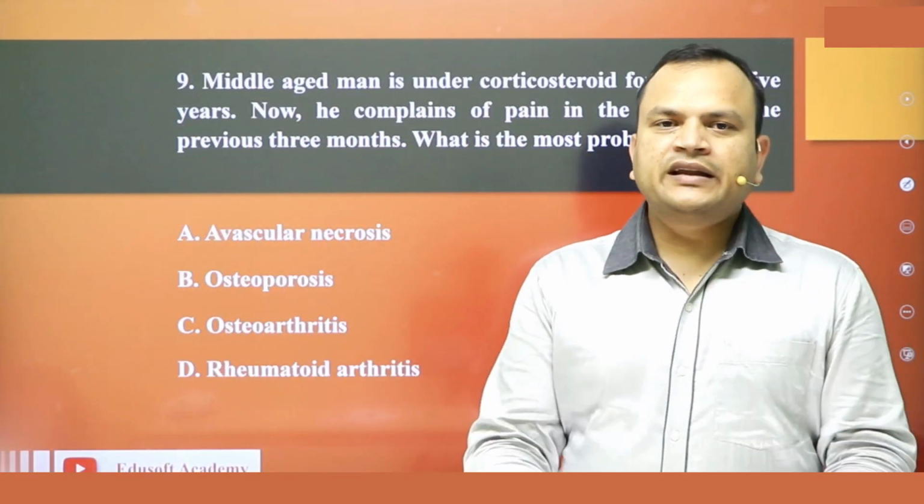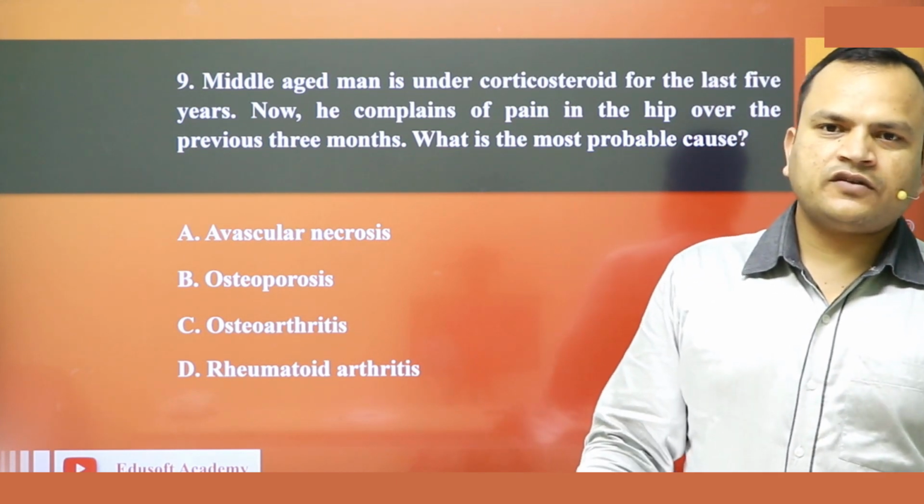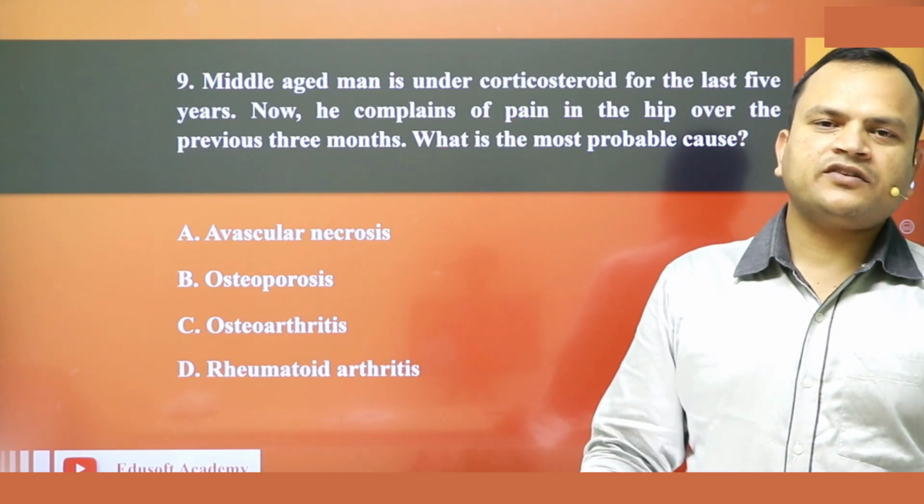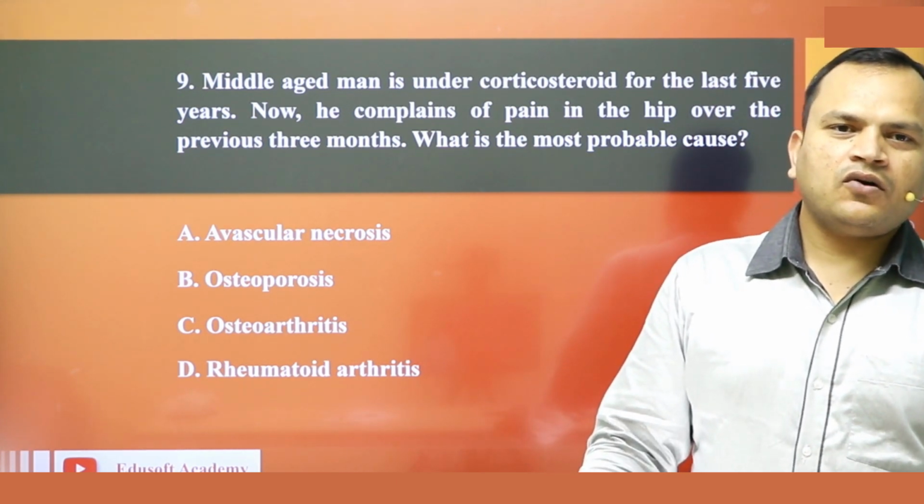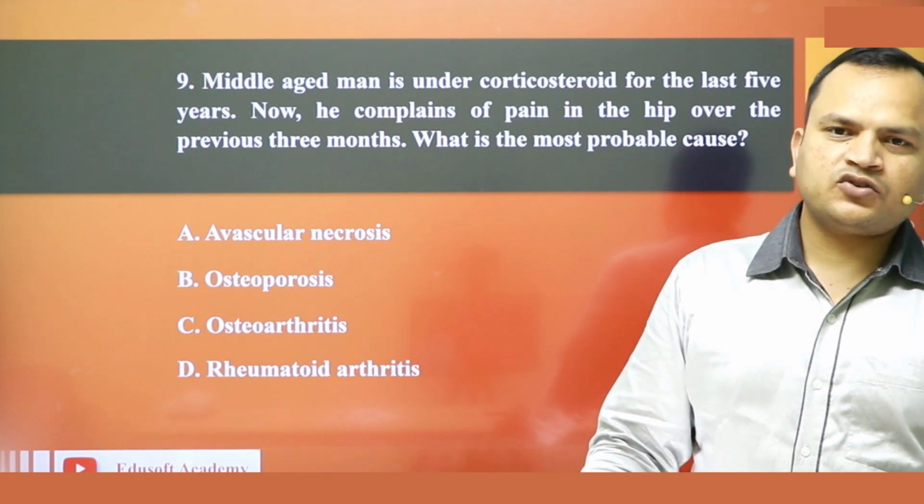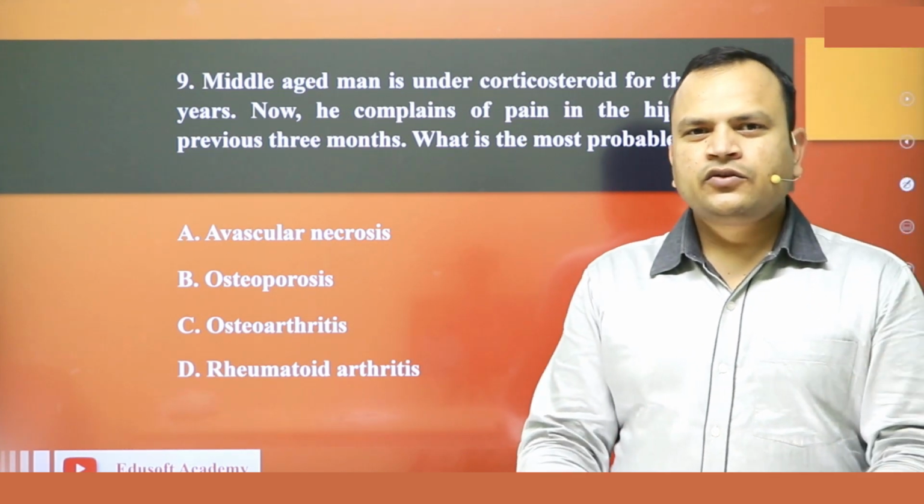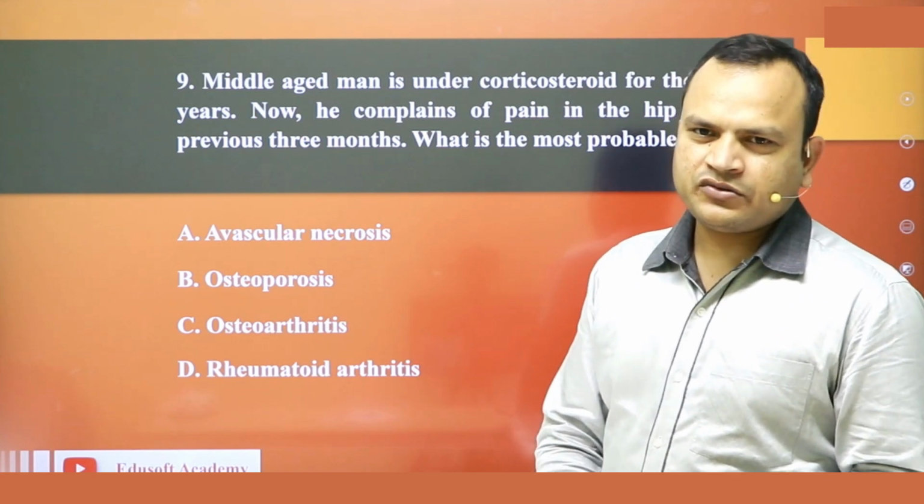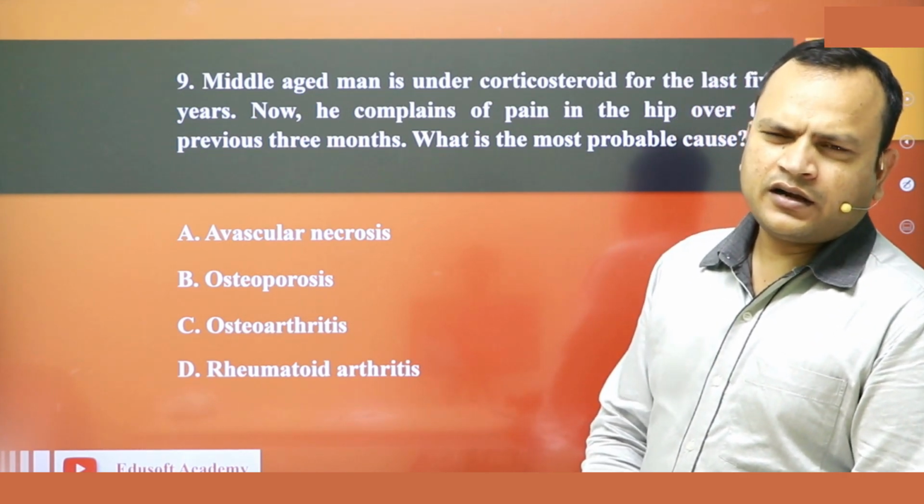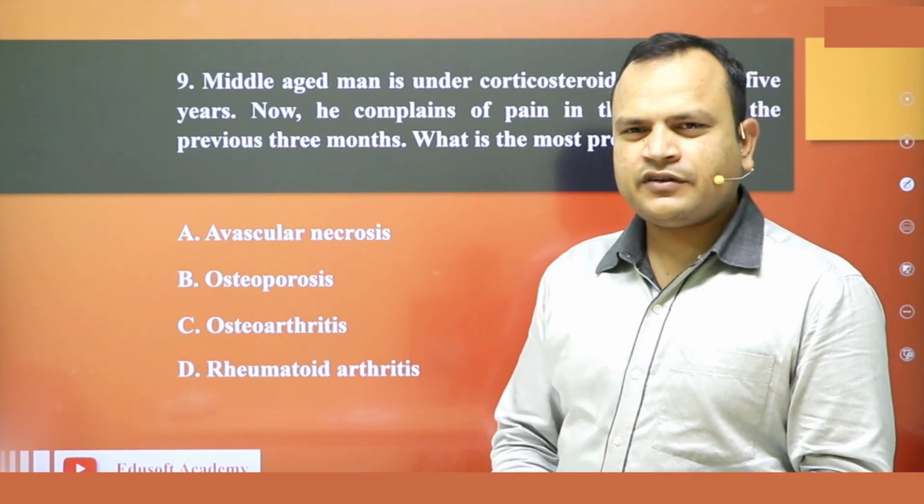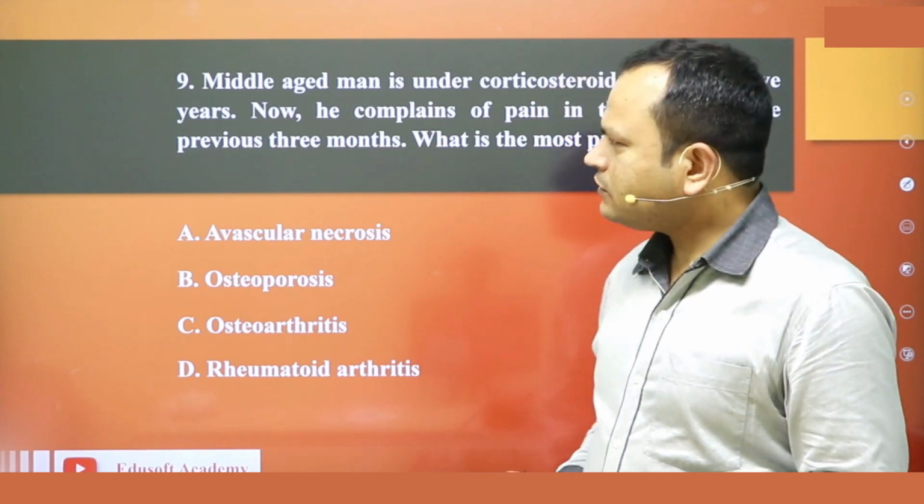So coming to the next question. A middle-aged man is under corticosteroid for the last 5 years. Now he complains of pain in the hip over the previous 3 months. What is the most probable cause? So a middle-aged man, it means usually in the 30 to 40 years or 50 years. So what happens in 30 to 40 years?